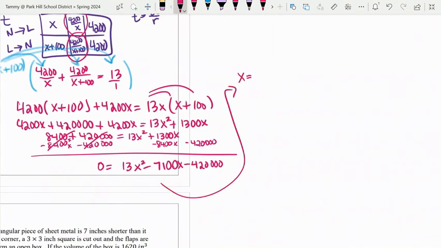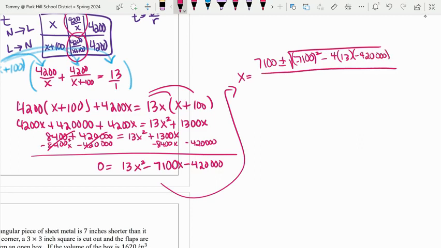So it's going to be x equals negative b, so 7,100 plus or minus the square root of b squared. So I'm just going to write that as 7,100 squared, negative 7,100, put that in parentheses, minus 4ac, so 13 times negative 420,000. And all of this is over twice a, 26.